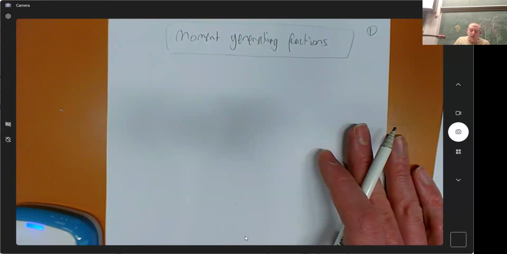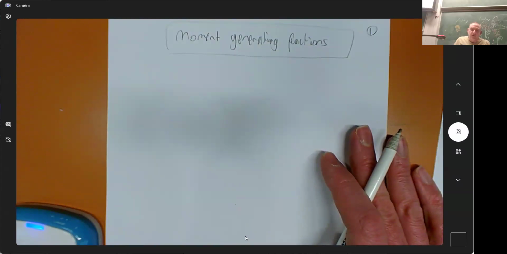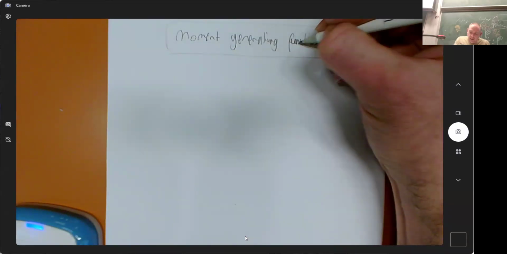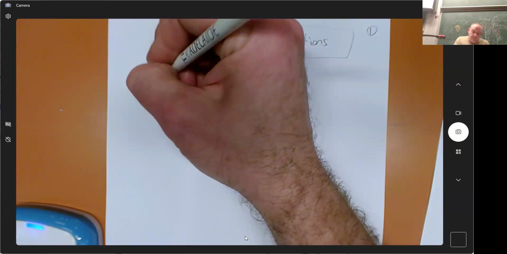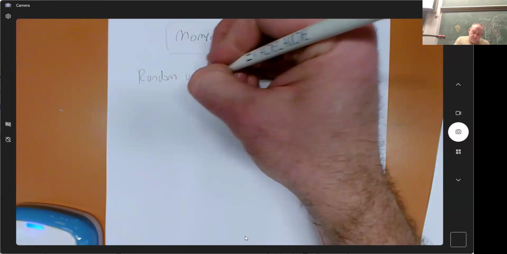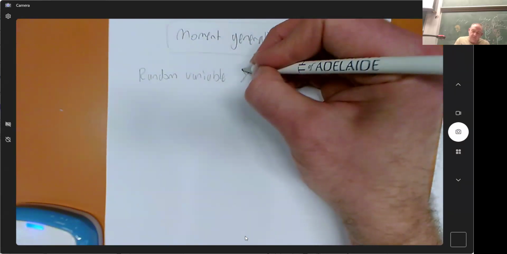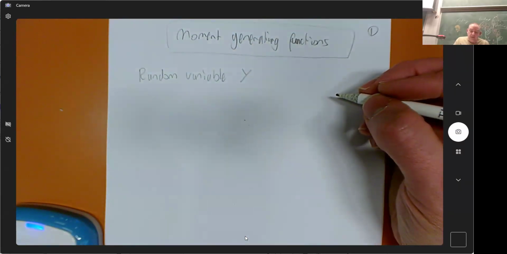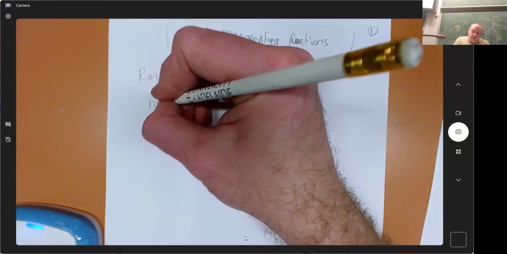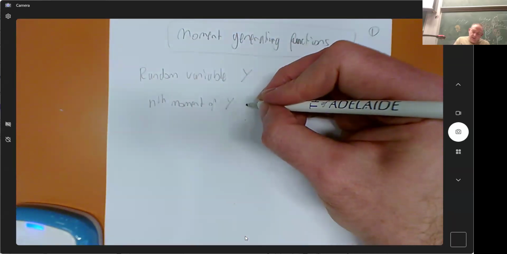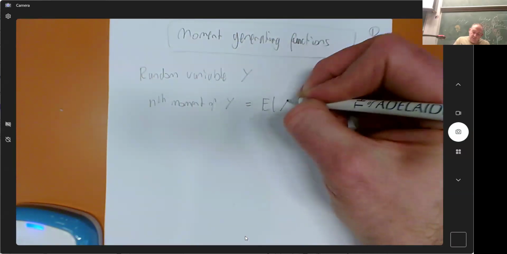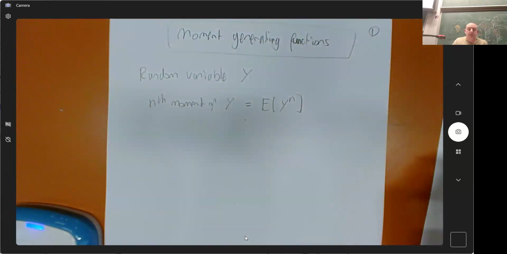So in order to know what a moment generating function is, you do have to know what a moment is. If you have a random variable Y, then the nth moment of Y is the expected value of Y to the power of n. That's what they mean by a moment in this sense.